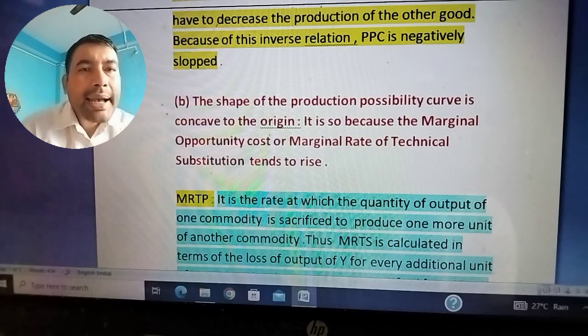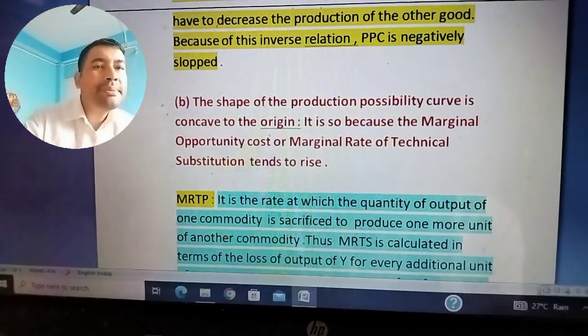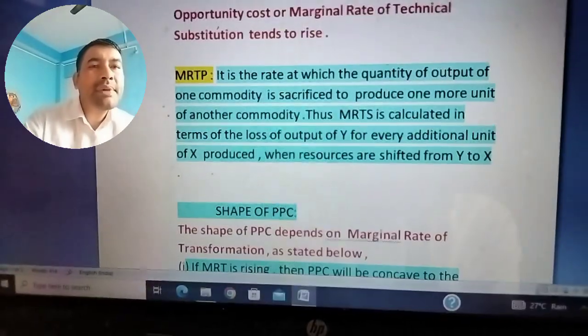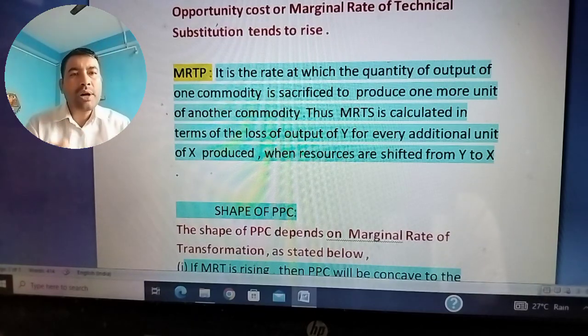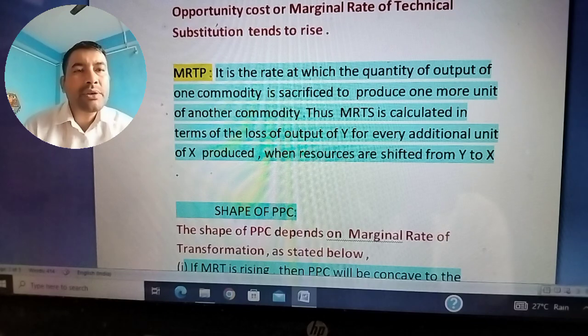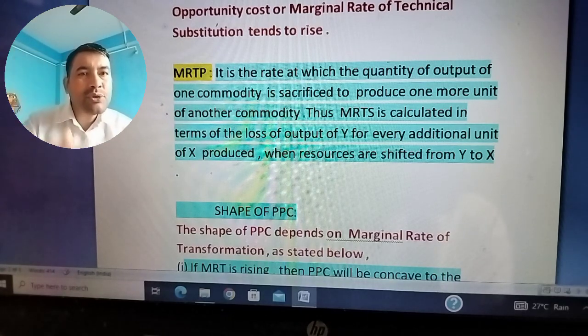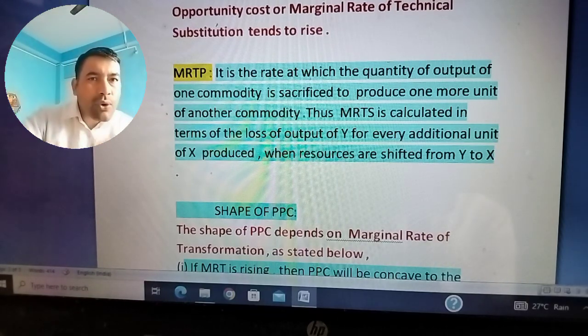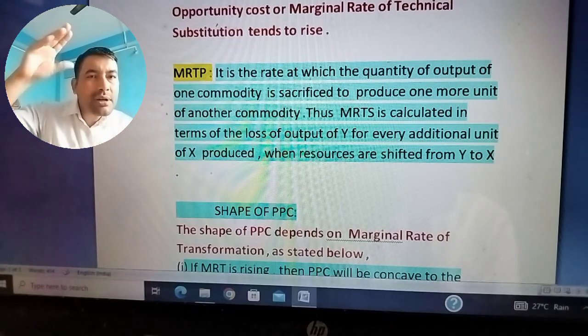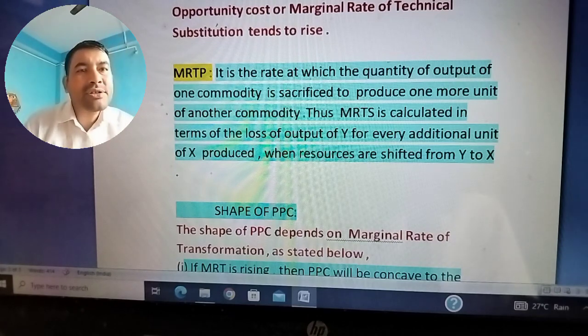And what do we mean by MRTS? MRTS means the marginal rate of technical substitution. It is the rate at which the quantity of output of one commodity is sacrificed to produce one more unit of another commodity. See, if I want to produce one extra unit of Y, how many units of X do I have to sacrifice? That is MRTS. If I continuously keep on increasing Y, then for one extra unit of Y, I have to sacrifice more units of X. That is what is called the marginal rate of technical substitution.